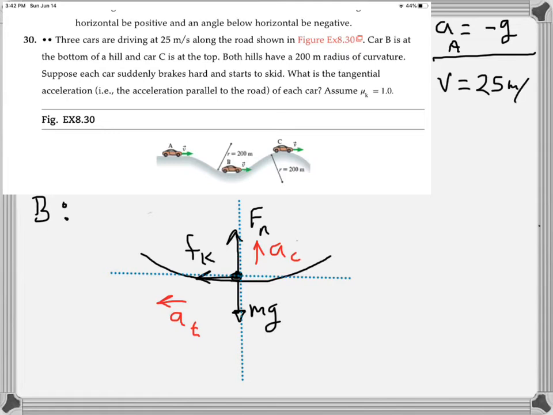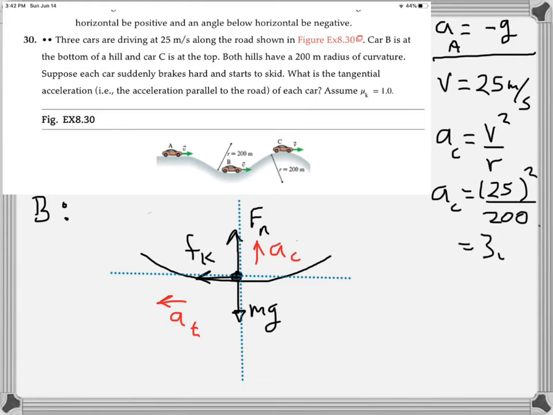So all of these cars are moving at 25 meters per second when we slam on the brakes. So we could calculate how much is the vertical or centripetal acceleration for car B. It would be v squared divided by r. So replacing the numbers, 25 squared divided by 200, the radius, gives us 3.125 meters per second squared. So this is the vertical acceleration of car B.